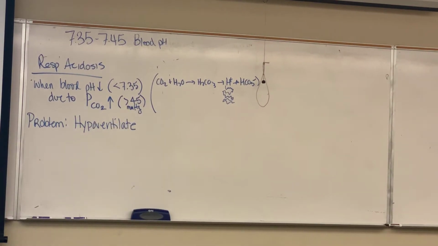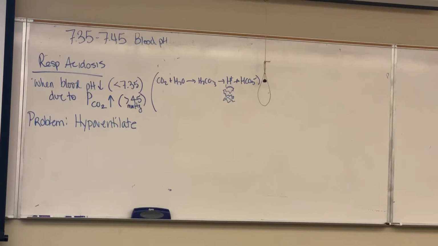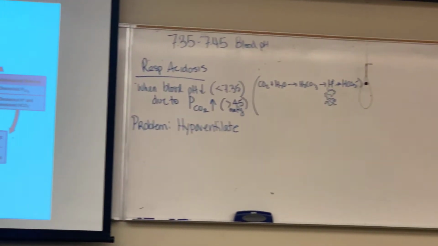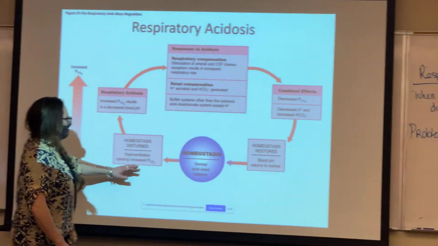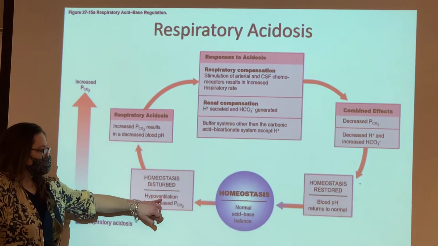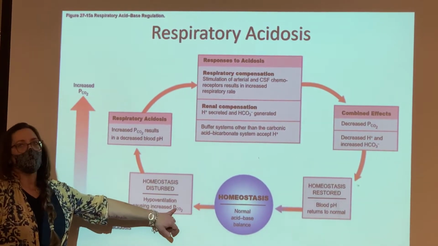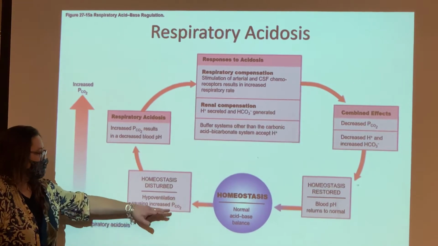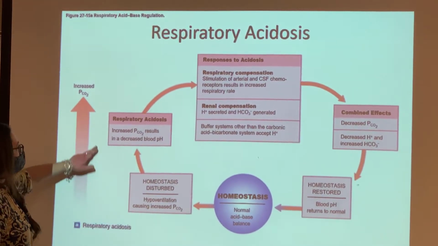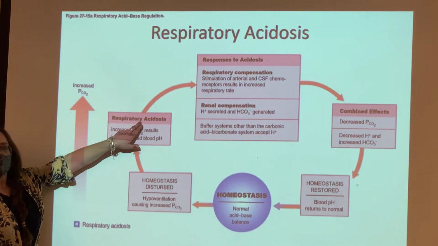All right, so how do we try to fix this? A few ways are going to kick in. So first of all, let's make sure we know how to read these. Okay, so where are we going to start? We're in homeostasis. The individual starts to hypoventilate. Hypoventilation causes a rise in the partial pressure of CO2. CO2 being too high causes a drop in the blood pH. And now we're in respiratory acidosis at that point.